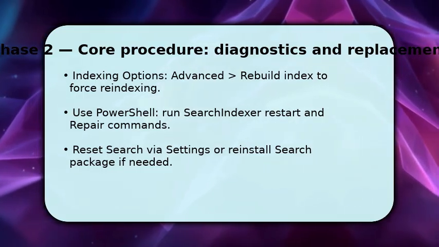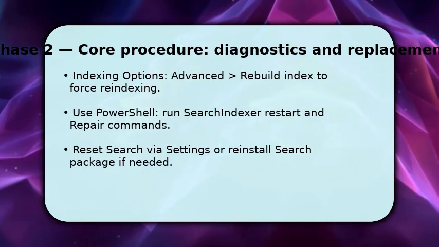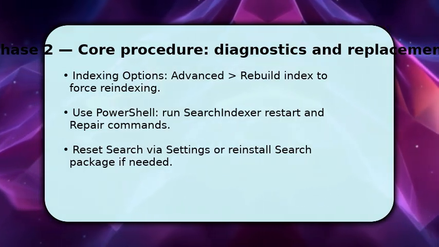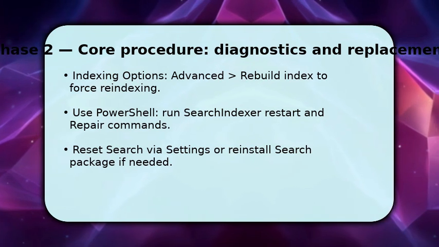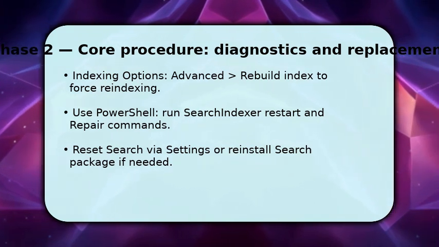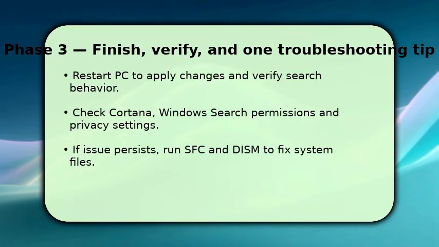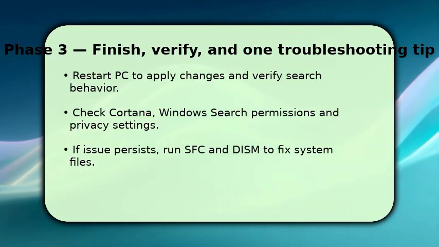If results still fail, reset the Search UI from Settings or reinstall the Windows Search package with PowerShell commands. This removes bad binaries and restores defaults. These actions solve it. Finally, reboot the PC to apply all changes and then test the search bar with a few queries. Try apps, files, and web results.